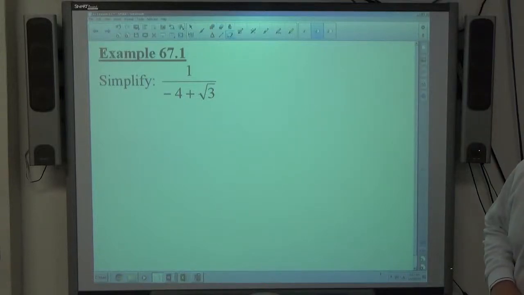Okay, example 1 on set 67. Simplify 1 over negative 4 plus the square root of 3. And what you're going to notice here is there's a square root in the denominator. And that's an issue. We don't like that, right? We don't like square roots in the denominator.